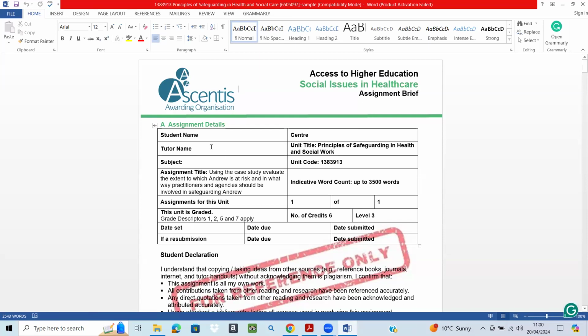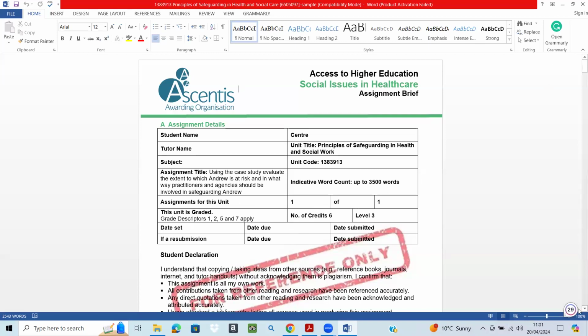So you will fill out everything properly: your name, tutor name, subject, center, and for example, the unit title, unit code, the indicative word count is up to 3,500 words. Assignment for this unit. So it's one assignment in this unit. This unit is graded. Okay. So important things to remember that you need to fill out everything properly.